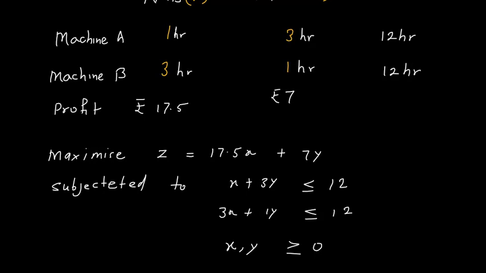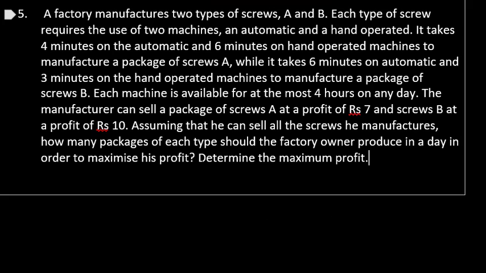The next problem is, a factory manufactures two types of screw A and B. Each type of screw requires the use of two machines, an automatic and a hand operated. It takes 4 minutes on automatic and 6 minutes on hand operated machine to manufacture a package of screw A, while it takes 6 minutes on automatic and 3 minutes on hand operated machine to manufacture a package of screw B. Each machine is available for at most 4 hours on any day. The manufacturer can sell the packages of screw A at a profit of Rs 7 and screw B at a profit of Rs 10.